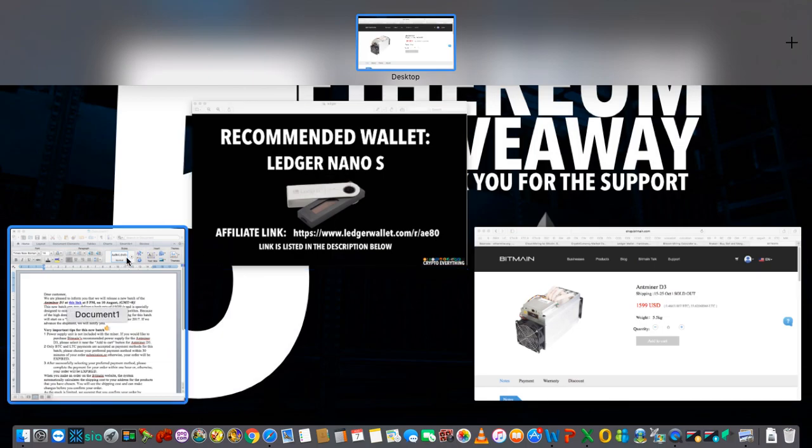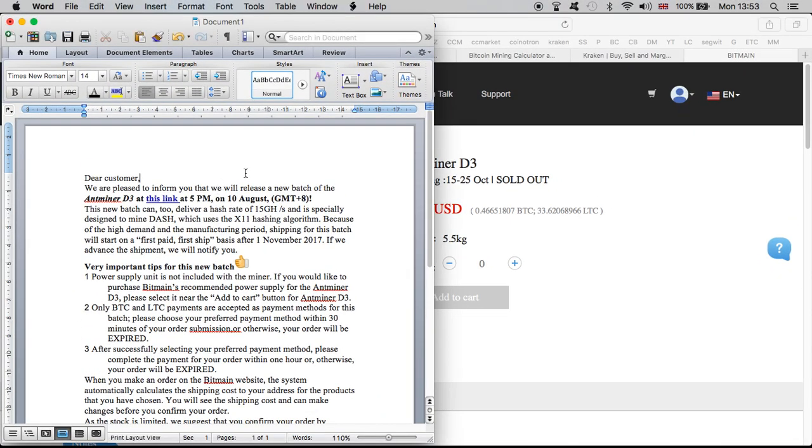And the good news, guys, is that we just received a message from Bitmain themselves, and it reads as follows: we are pleased to inform you that we will release a new batch of the ANTMINER D3 at 5 p.m. on August 10th, GMT+8 hours. This new batch can deliver a hash rate of 15 giga hashes and is specifically designed to mine Dash, which uses the X11 hashing algorithm.